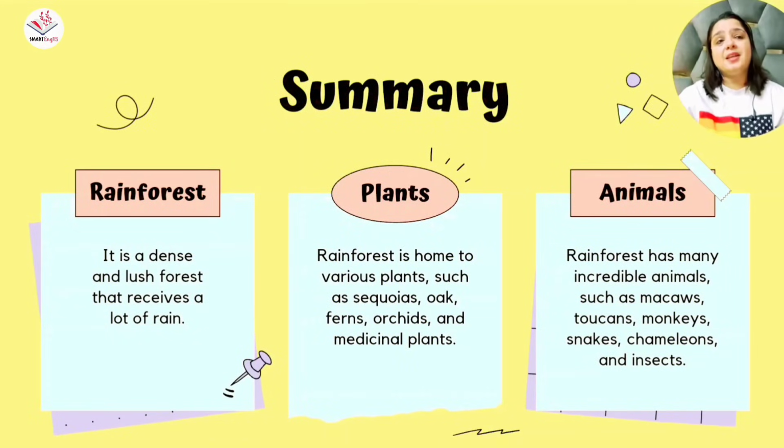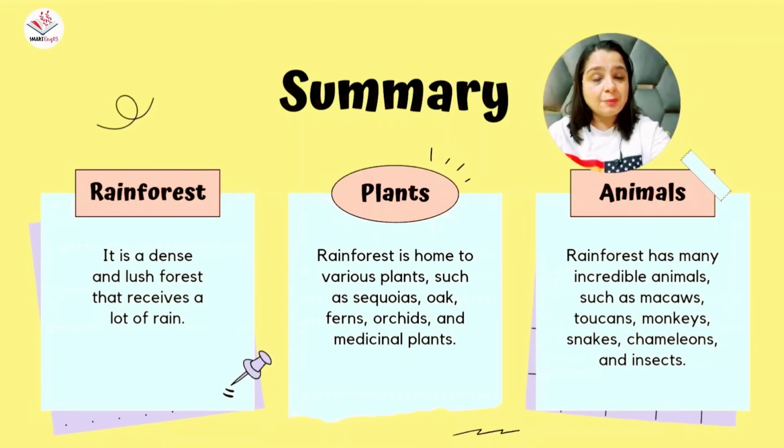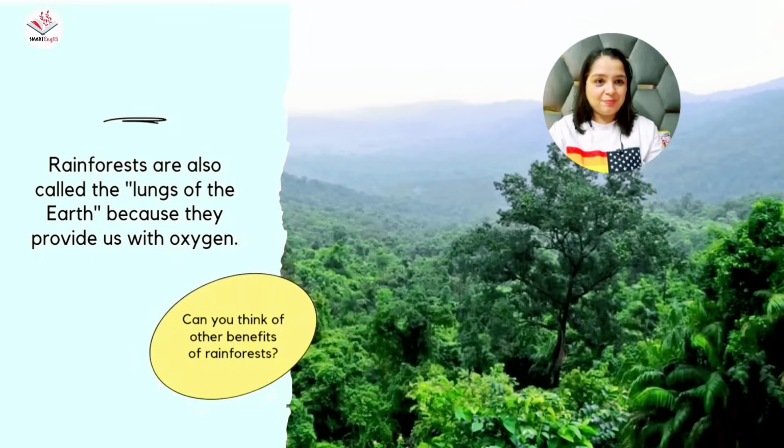So let's summarize the entire thing which we have studied in this session. Rainforest is a dense and lush forest that receives a lot of rain. If I talk about the plants, it is home to various plants such as sequoias, oaks, ferns, orchids and medicinal plants also. Animals, it has many incredible animals such as macaws, toucans, monkeys, snakes, chameleons and a variety of insects. Just look at this image.